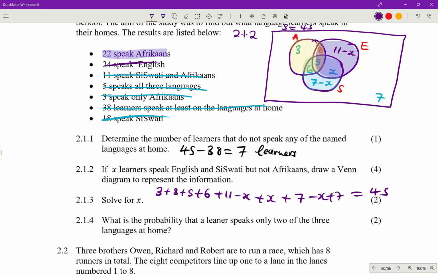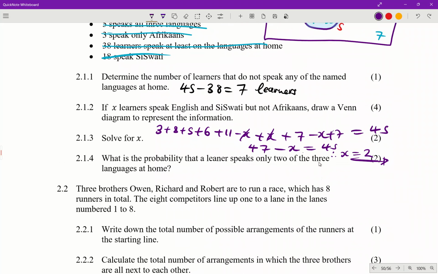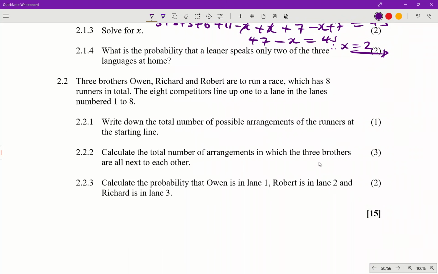So let me see. 3 plus 8 plus 5 plus 6 plus 11 plus 7 plus 7. I have 47. This and this rationalize, and then you have 47 minus x is equal to 45. So now you take x to the right and take this to the left. So it will be 47 minus 45. That will give you 2. So therefore, x is simply what? 2. And you are done, guys. You see how simple that is?